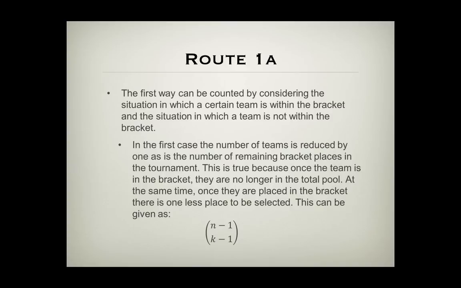The k minus 1 portion of this piece of the equation comes because now there is one less slot in the bracket. In the NCAA bracket, there are only 63 slots left. The n minus 1 means that there is one less Division I team competing for the other 63 slots simply because the team in question has already been selected as a part of the bracket.